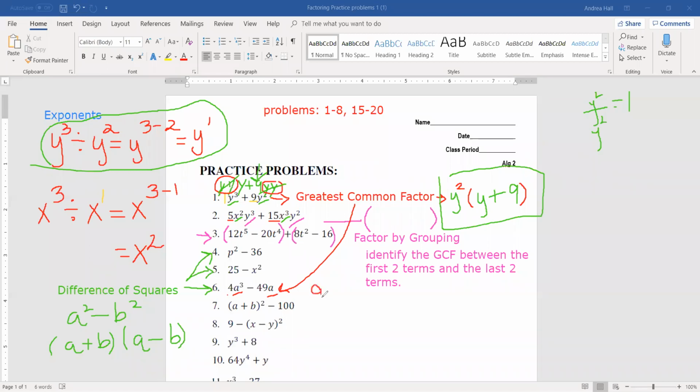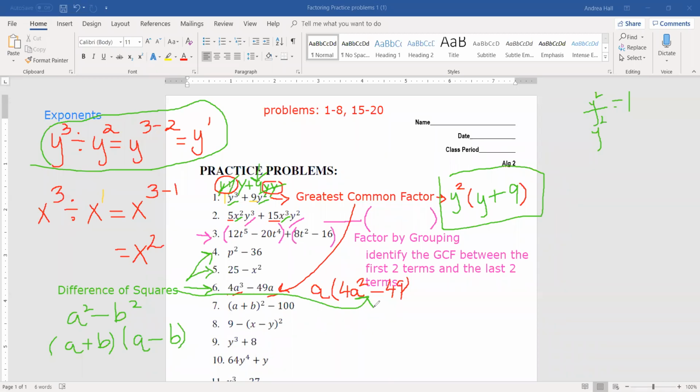So if I factor out the a, I put parentheses here. What's left is I get 4a squared when I factor out a from 4a cubed, meaning I divided 4a cubed by a and I get 4a squared, minus, and then if I divide 49a by a, I get 49. So now I have 4a squared minus 49. Those are both perfect squares, and that's where you do the difference of squares. So I'm going to stop right there, but you don't. You need to do the difference of squares on what's inside the parentheses.